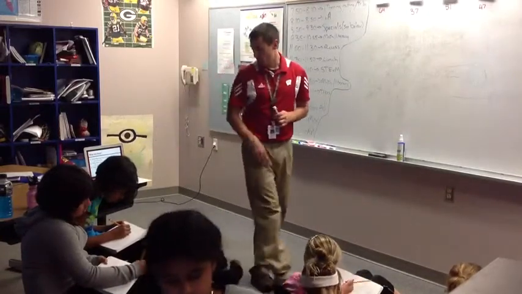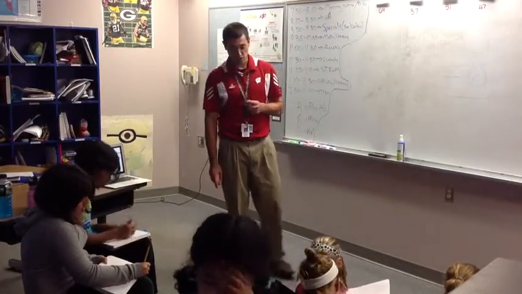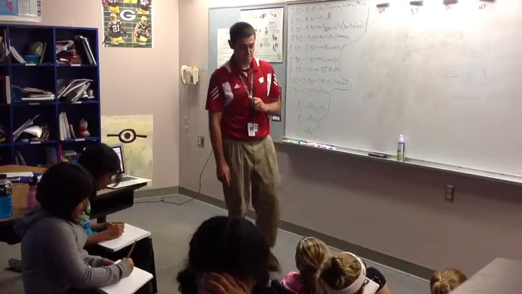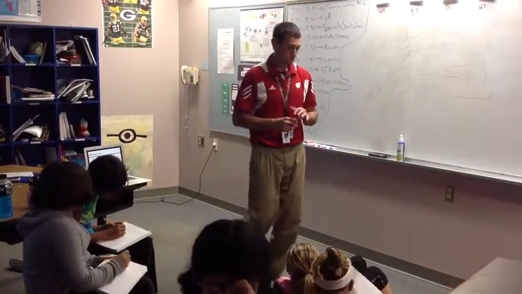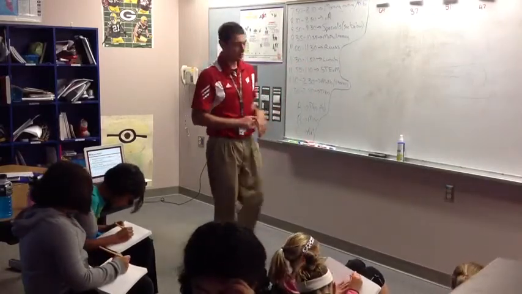The first one is what you think a factor is and an example. The second is what you think a product is, an example. And the third one is what you think a prime number is, and an example. Some of you have already done Frayer models on some of these, so they're probably going to be pretty easy. So factor, product, and prime number.